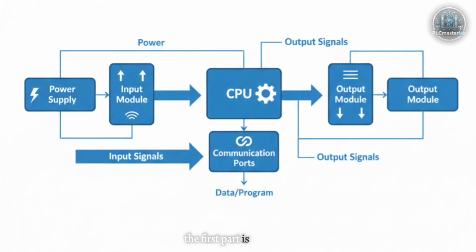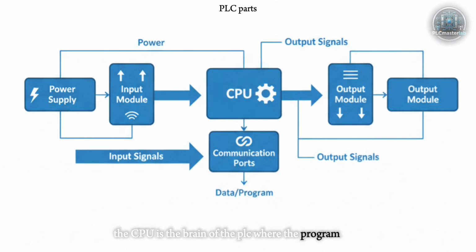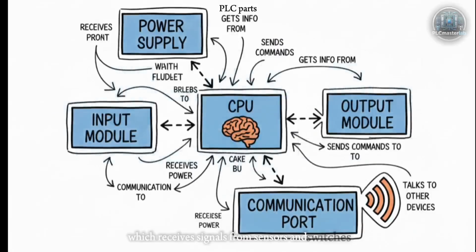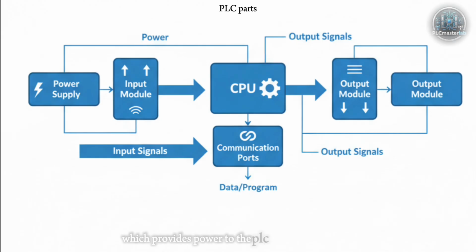The first part is the CPU. The CPU is the brain of the PLC where the program runs and decisions are made. The second part is the input module, which receives signals from sensors and switches. The third part is the output module, which controls devices such as motors, valves, and alarms. The fourth part is the power supply, which provides power to the PLC and all its modules. The fifth part is the communication ports, which allow the PLC to connect with the computer for programming and monitoring.